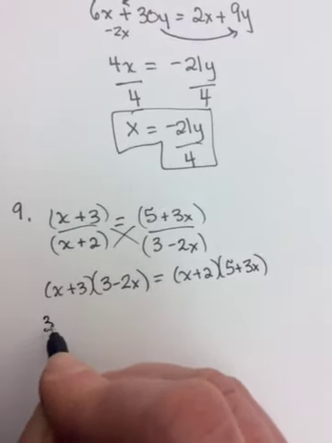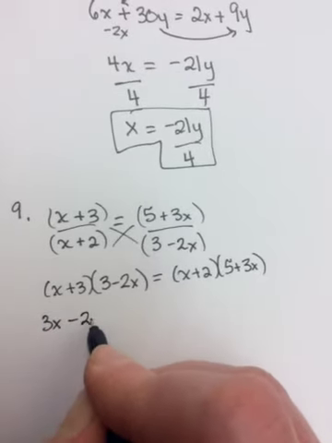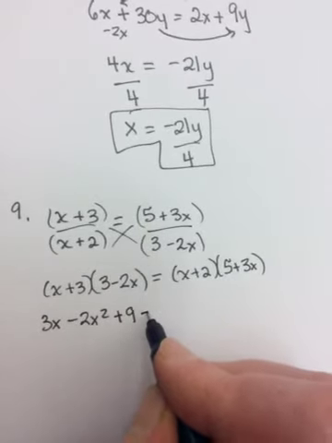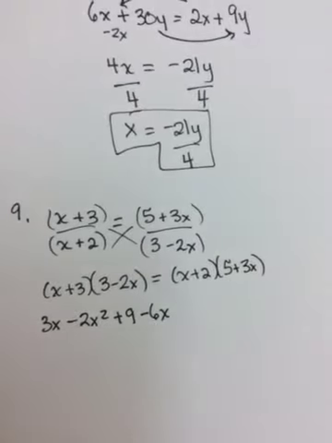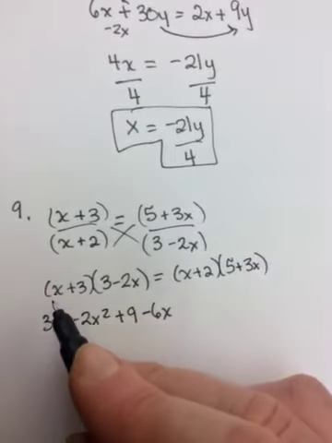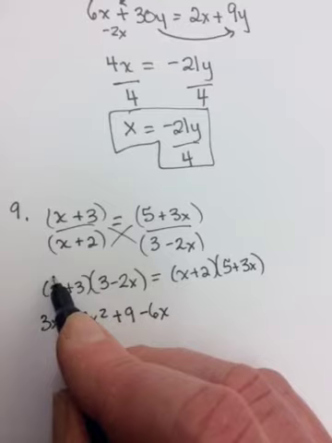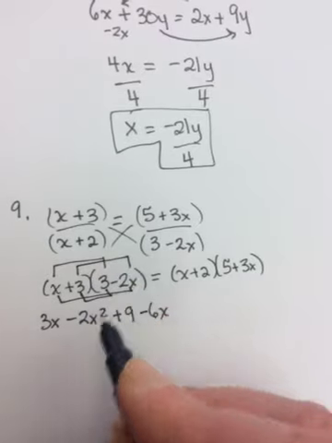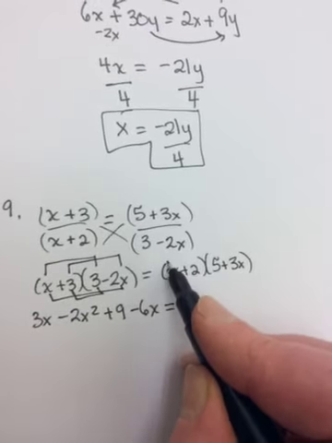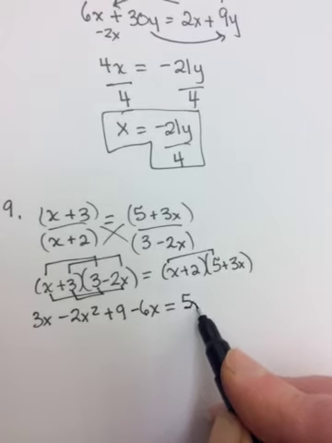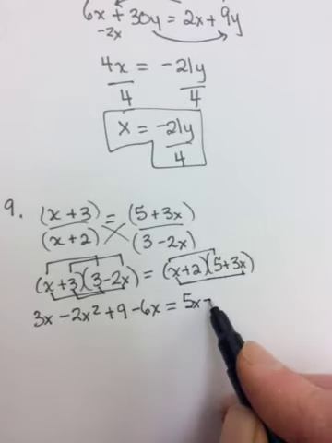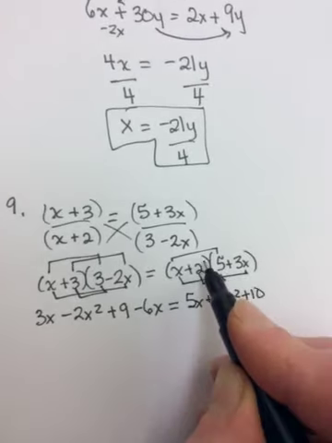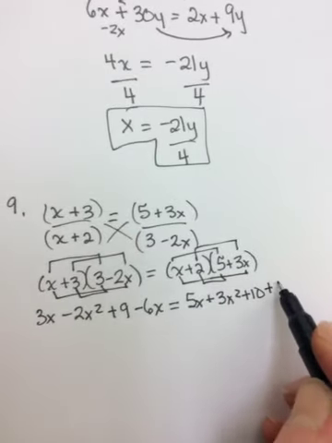So first will be 3x, outer will be minus 2x squared, inner will be plus 9, and last will be minus 6x. And the good news about my videos is you can always rewind them and play them again. Okay, so if you didn't see what I just did there, I just did first, outer, inner, last in that order. And then I'll do the same on the other side. First, so 5x, outer, plus 3x squared, inner, plus 10, and last, plus 6x.